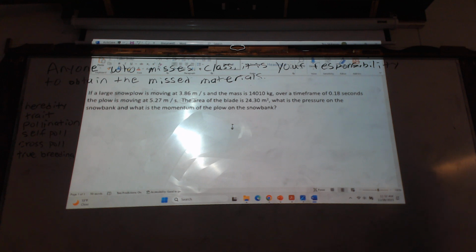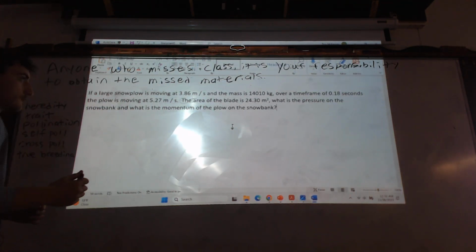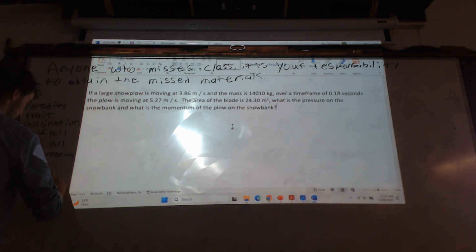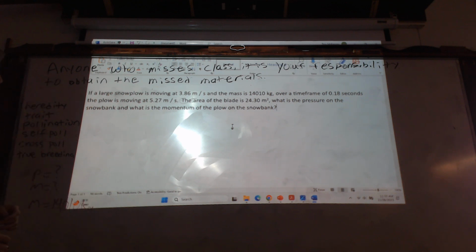So what are we looking for? Pressure and momentum. What do we know? Mass. Yeah, absolutely. Mass equals 14,010 kilograms. What else do we know?